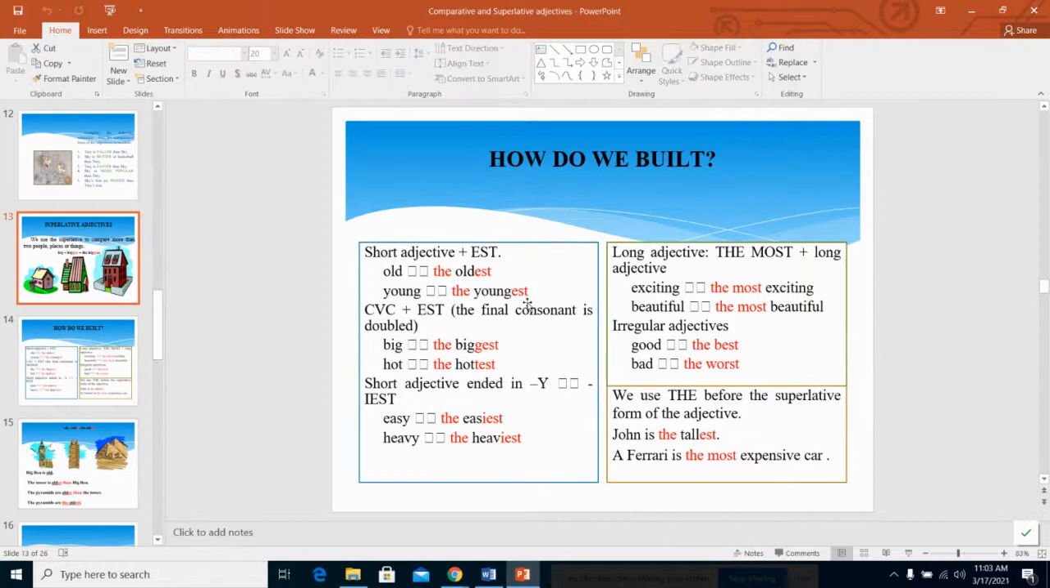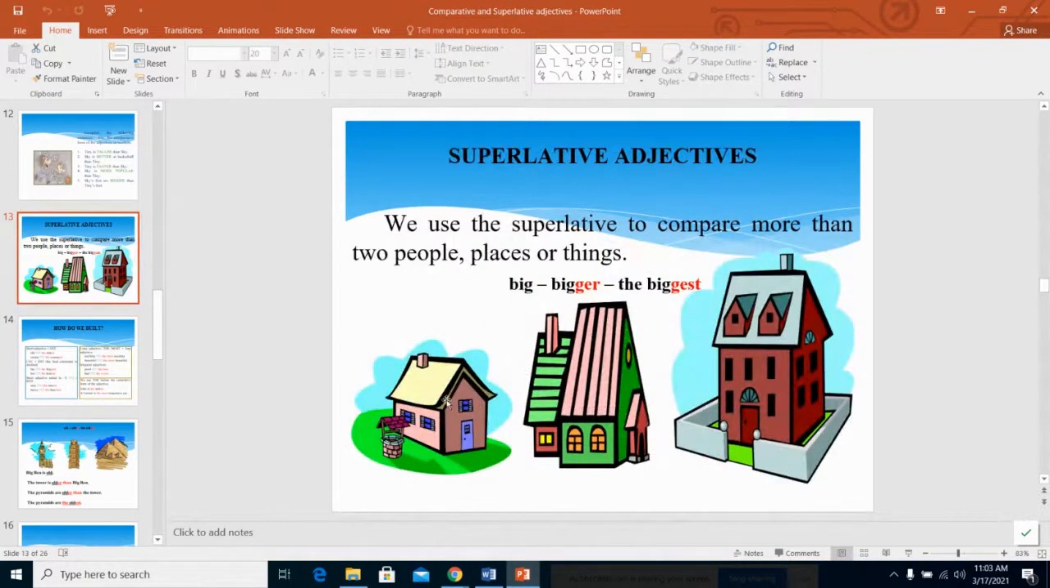You can see here in this picture. This is a small house. This is bigger than this small house. And this house is the biggest. So we don't use the with big or bigger, but we use the with biggest. So this is a smaller house, this is a bigger house, and this is the biggest. Or we can say big, bigger, biggest.